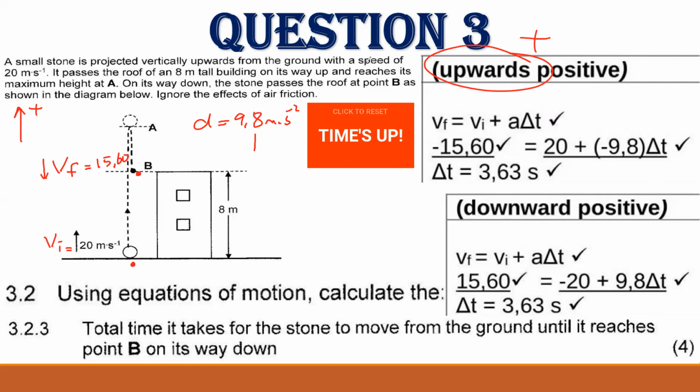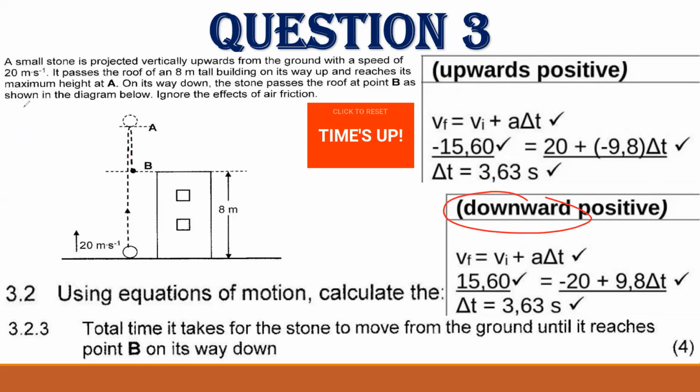Now we are going to say down positive. Okay, let's clear all and let's show one more time. If you say downward positive, what's going to happen now? Down positive. What I know, V initial is going up, so it's going to be negative 20. See? And then acceleration always down. I know that. Always down. So acceleration is going to be positive.